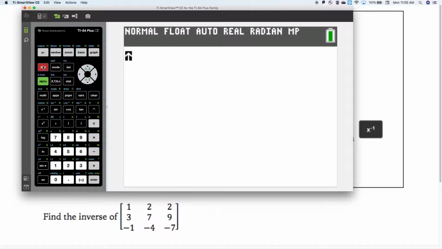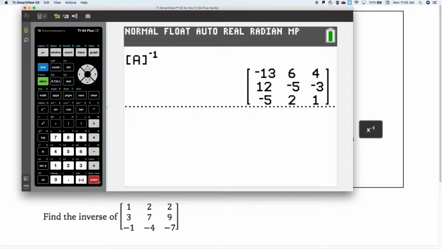Okay, so I'm going to go to the matrix menu. I'm going to call up A. And then instead of doing second x to negative 1, I just hit that negative 1. It'll look just like my notation that I've been writing. There's my inverse matrix. Let me know if you're not getting that value when you type it in.